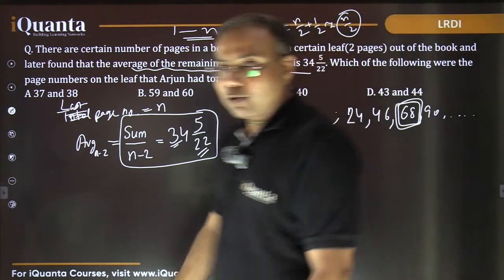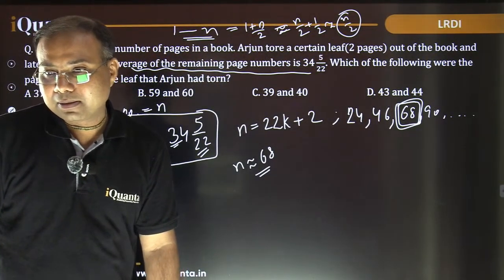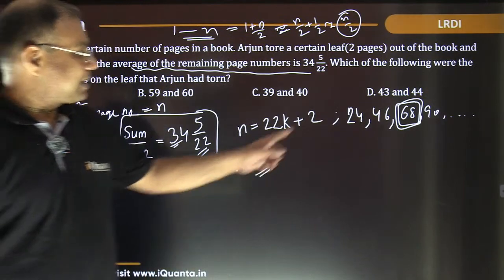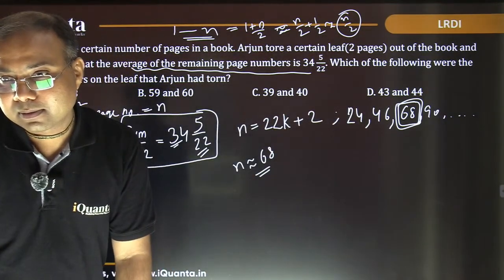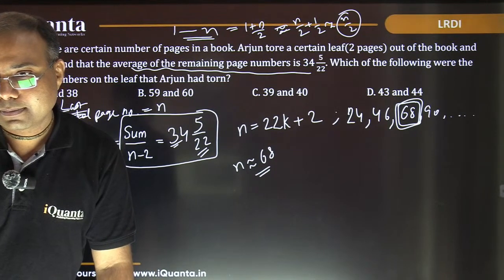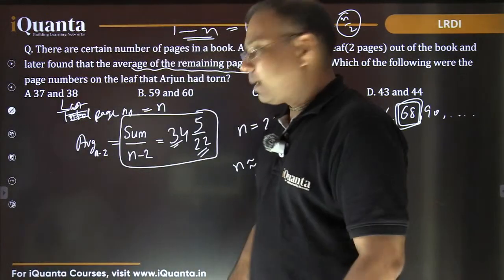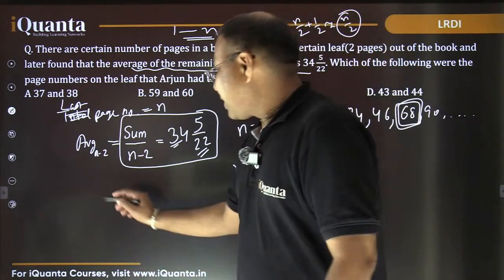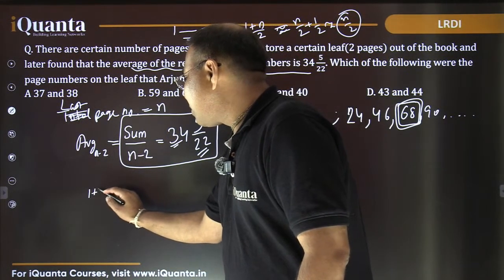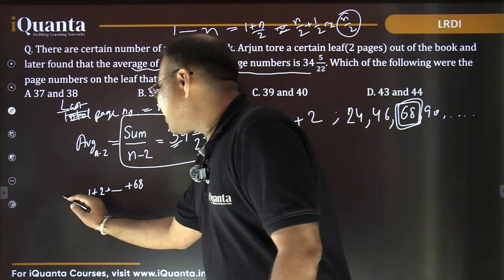Is this point clear to everyone? So n must be 68 only. Fine. Now that's it. Now it's a very simple thing. Just please tell me, if I find the average of all the numbers from 1, 2, 3 up to 68, what would have been the average?